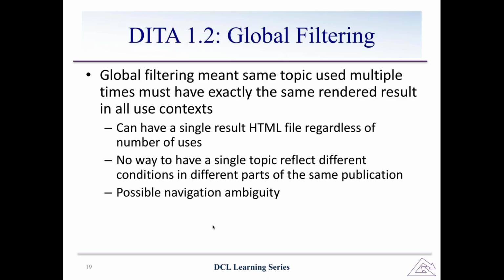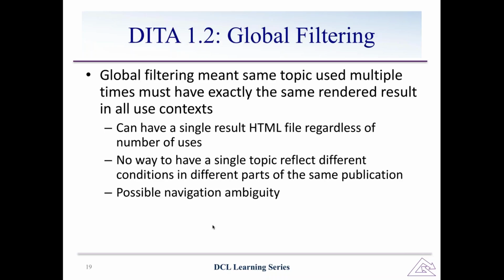Right? That allows you to have a single result HTML file regardless of the number of uses, because we know, because of global filtering, that HTML file can only look one way, right? At the same time, that means there was no way to have a single topic reflect different conditions in different parts of the same publication, right? It also resulted in possible navigation ambiguity that we talked about before, right? The same topic's used multiple times. When I get to that topic, or I want to link to that topic, which use of the topic either have I gotten to, or do I want to link to?